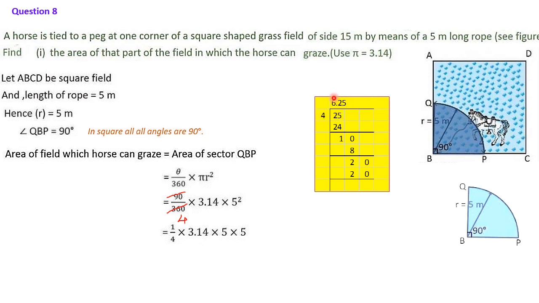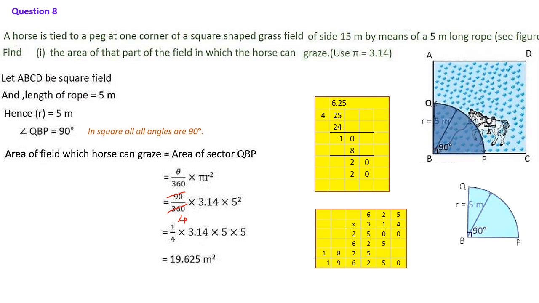Then 6.25 into 3.14, that way I am doing the multiplication. Here there are 2 digits after the decimal and here 2 digits after the decimal, so in total 4 digits will be coming after the decimal. So when we finalize the answer, it will be 19.625 meter square.